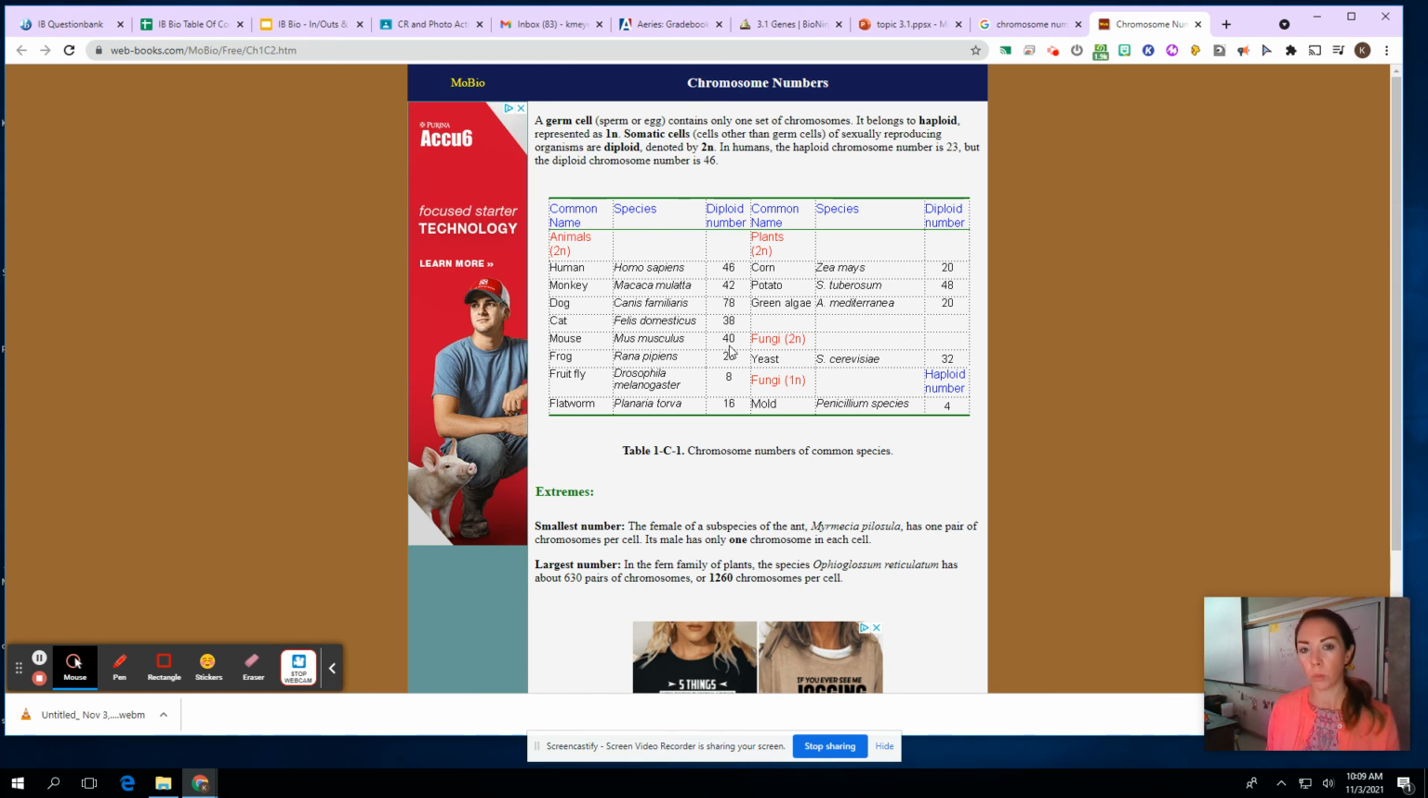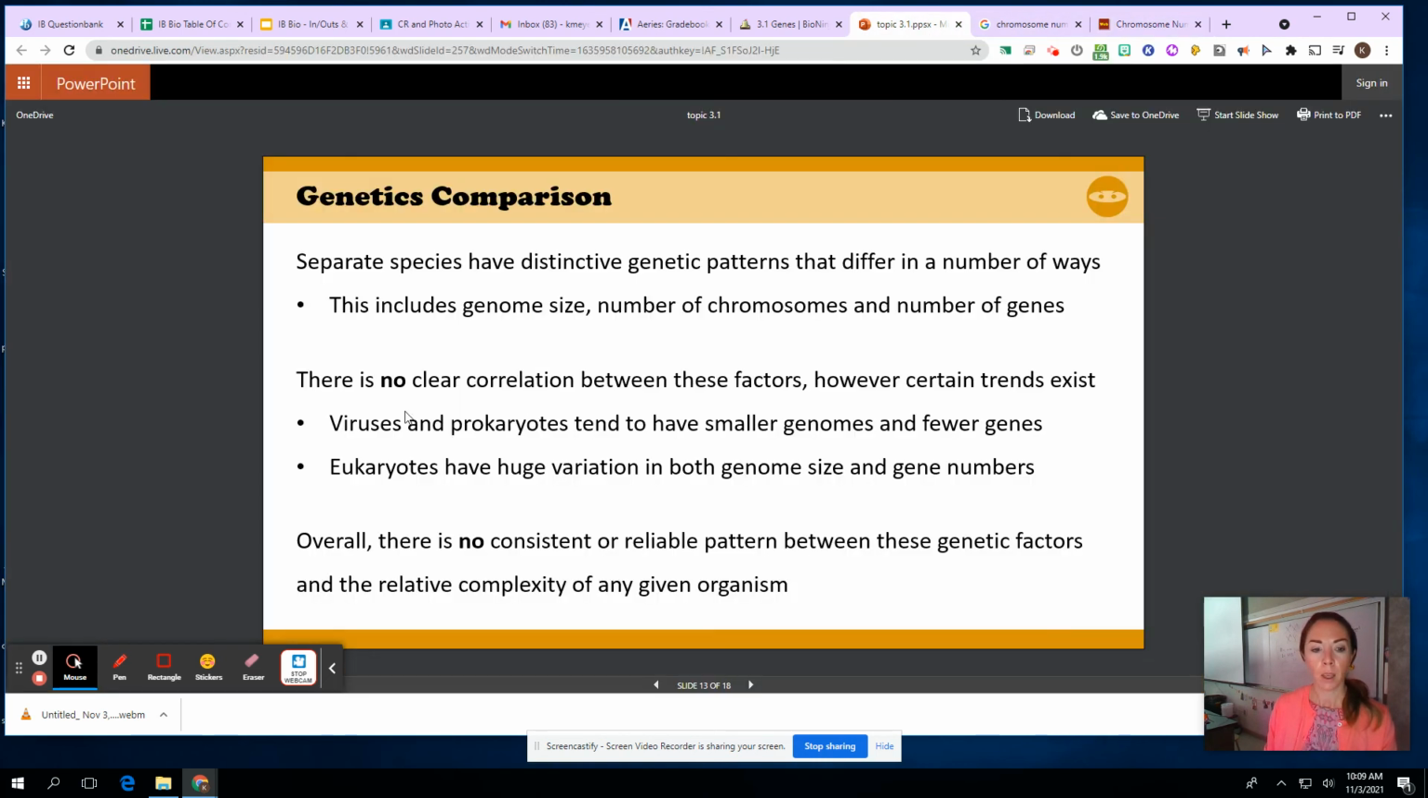So a mouse has fewer chromosomes than a human, but more than a cat, right? So there's no correlation between the number of chromosomes and complexity. Just know that it's not like the fewer the chromosomes, the less complex the organism is. But what we do know is that there are some trends, so not correlations, but trends.